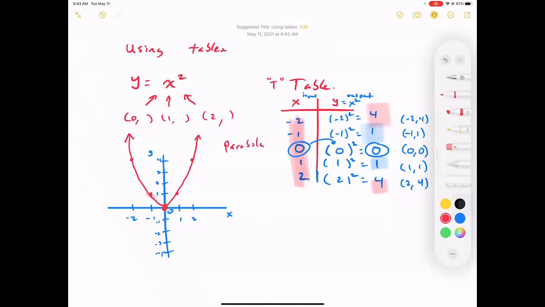So this is our easiest method, and when I say easiest, I mean the amount of mental thought needed. We just plug in numbers and we just cross our fingers that it comes out to be a nice graph.